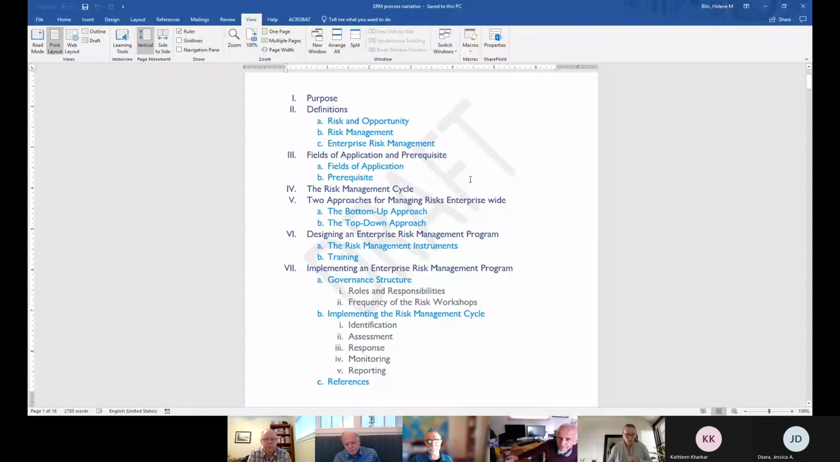In order to make sure we all speak the same language and we have the same semantic around what we talk about. The fields of application and prerequisite, basically where can we apply risk management and enterprise risk management, and what are the mandatory contexts that we need or tools that we need to do that. What is a risk management cycle?